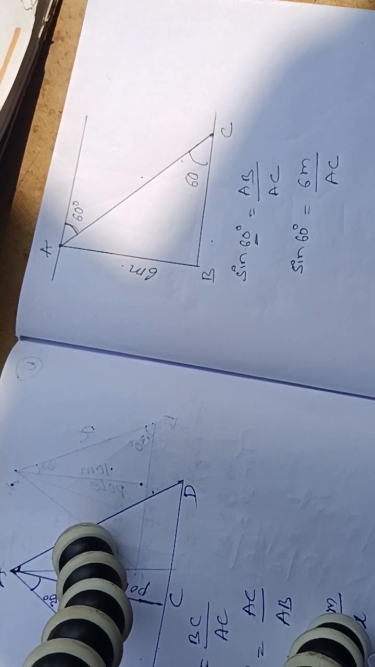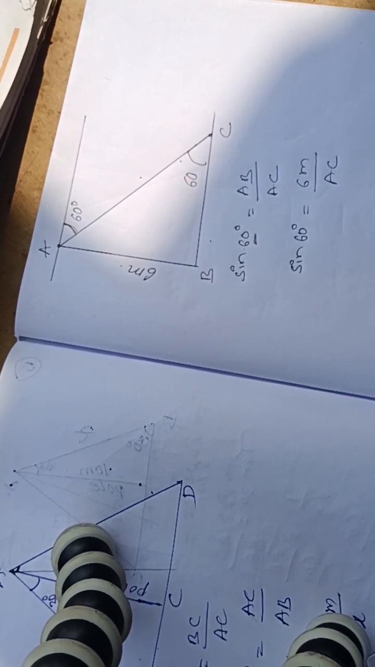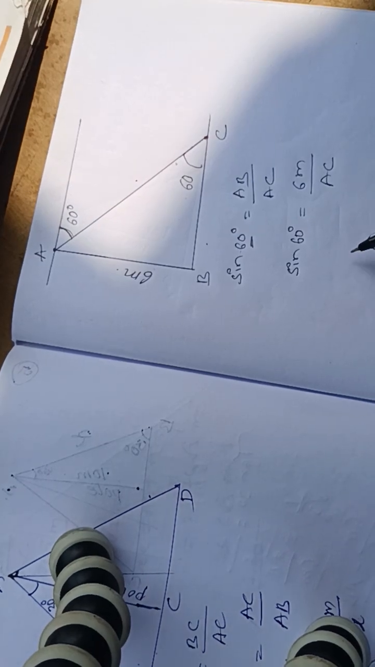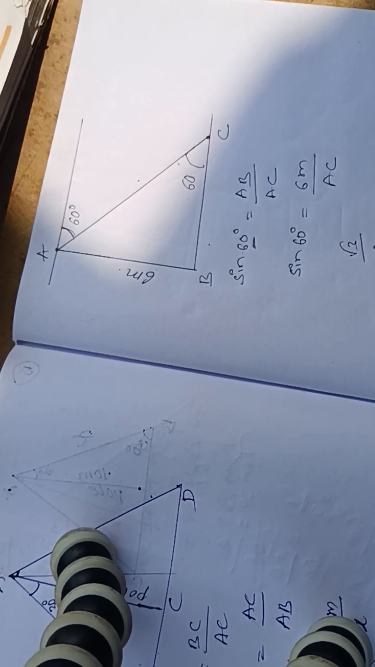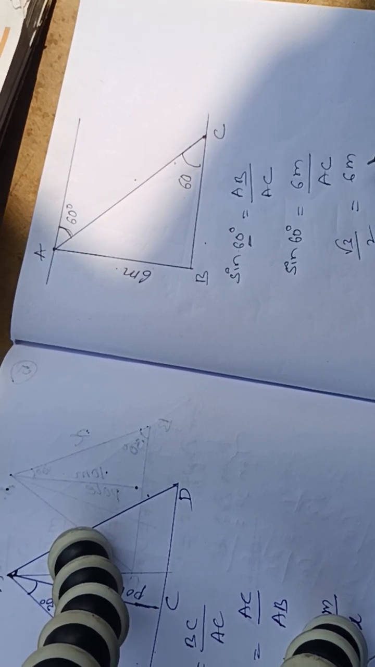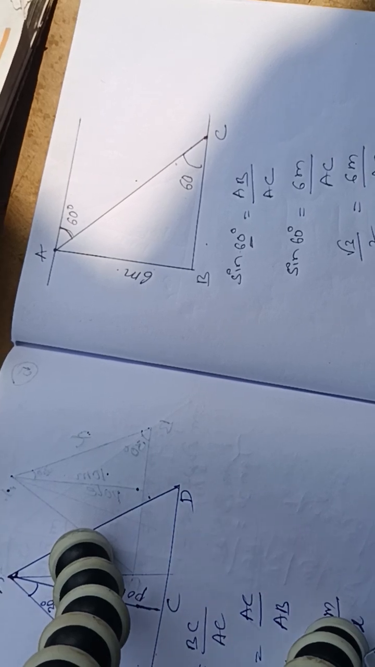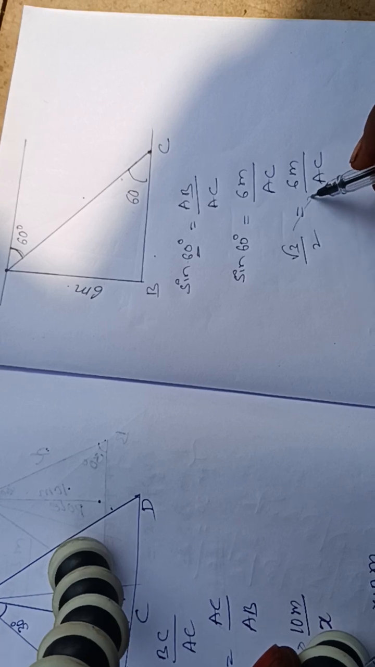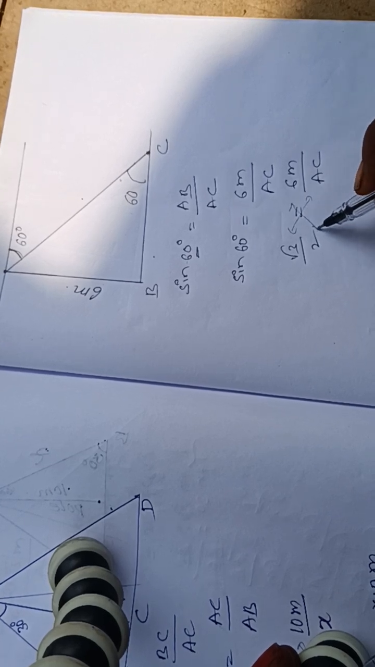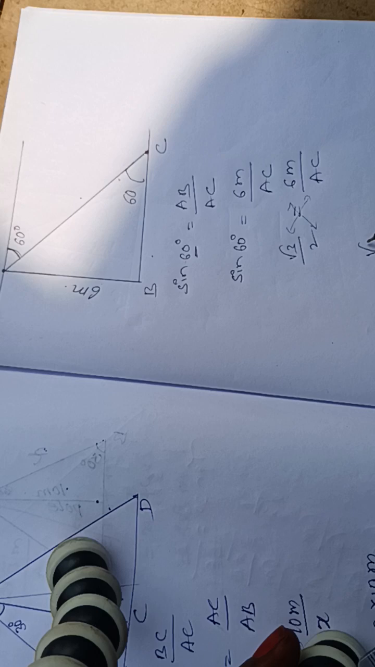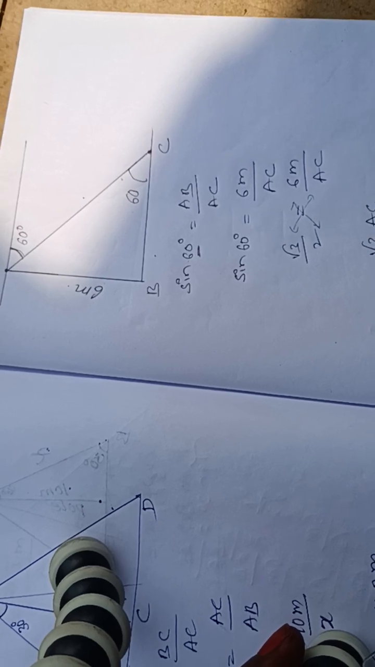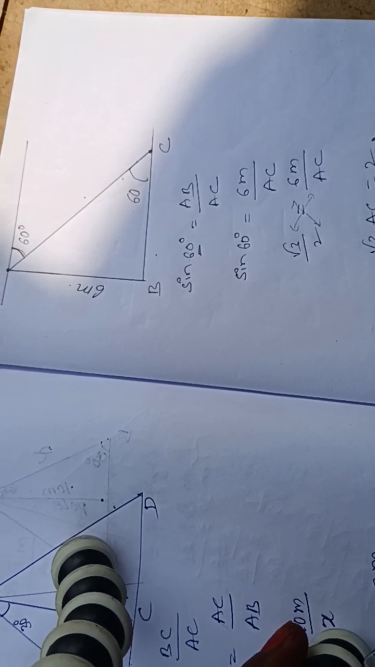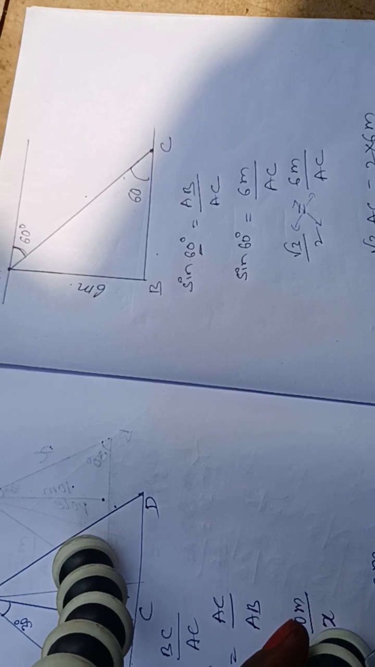So sin 60 equals, what is the value of sin 60? √3/2 equals 6 meters by AC. AC means the distance between you and the object. Here we can apply cross multiplication. √3 AC equals 2 into 6 meters.